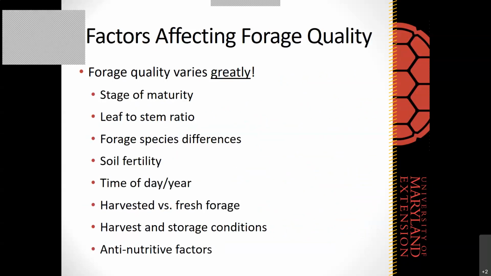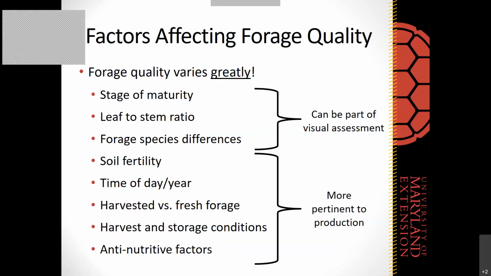So, all that said, I've mentioned several times how forage quality is variable, whether that's hay or pasture or anything. And this is a list of factors that can contribute to that variability in forage quality. Some of these things we can see visually, like the stage of maturity. If you're looking at a pasture, you can see whether plants are higher or lower in maturity, and some of the species differences.